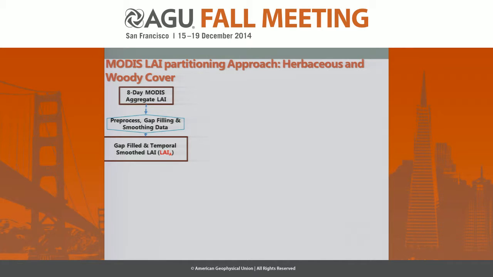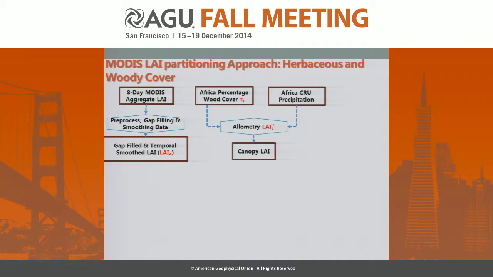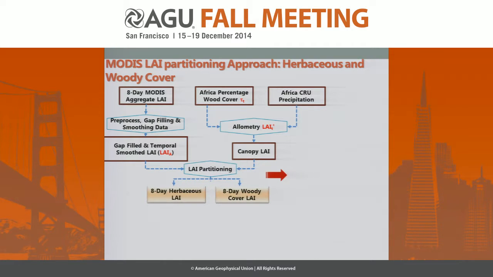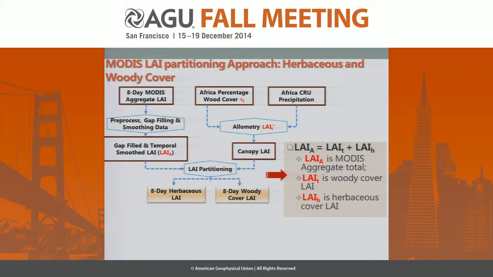For the overall processing of the partitioning approach, we have this MODIS 8-day data, which comes with inherent gaps and noise within it, so we are doing some filling of the gaps and temporal smoothing. Then with the percentage wood cover product and precipitation, we are developing an allometry so that we can come up with a canopy LAI component, which we will use to be able to get the various components of herbaceous and wood cover components for our analysis. And then we come up with the 8-day herbaceous layer component and the 8-day wood cover components.